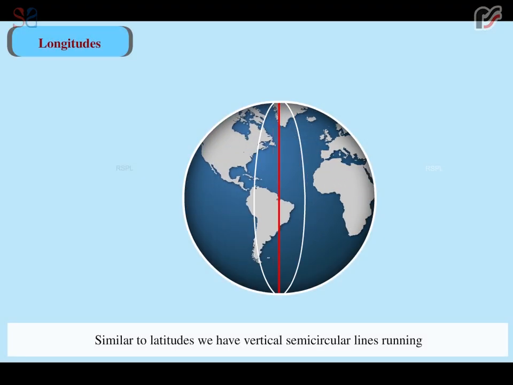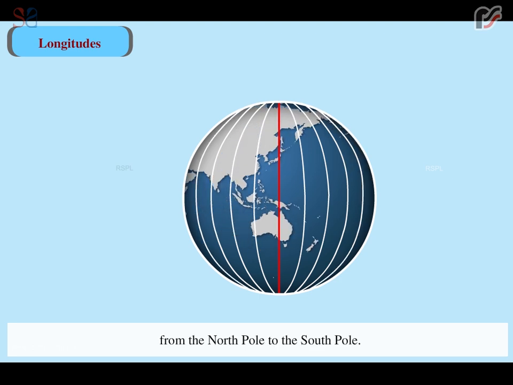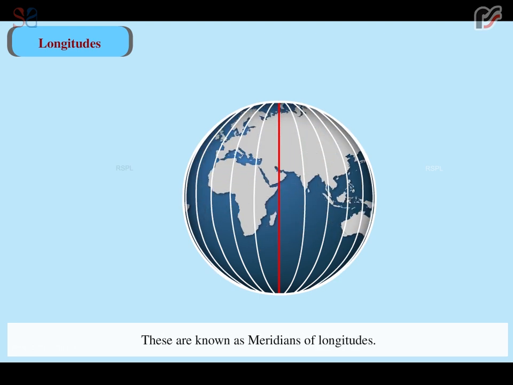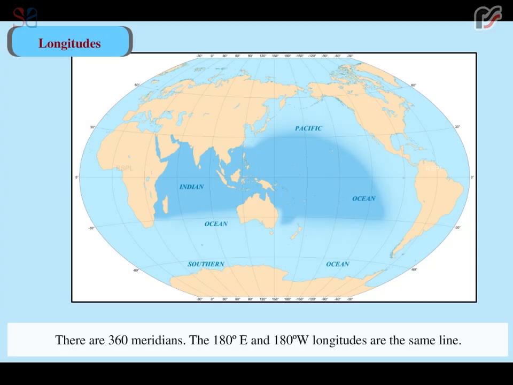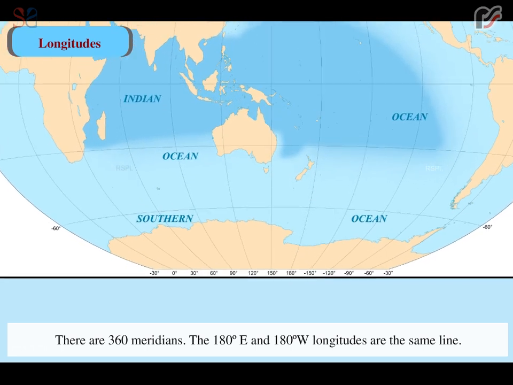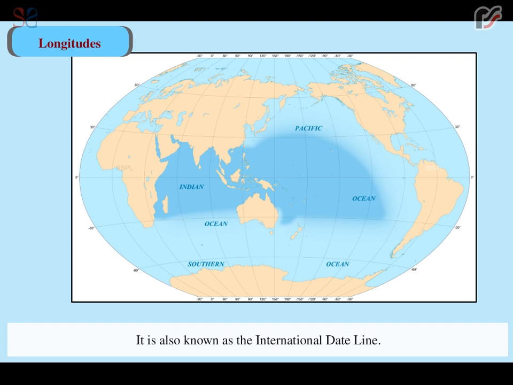Similar to latitudes, we have vertical semicircular lines running from the North Pole to the South Pole. These are known as meridians of longitudes. There are 360 meridians. The 180-degree east and 180-degree west longitudes are the same line. It is also known as the international date line.